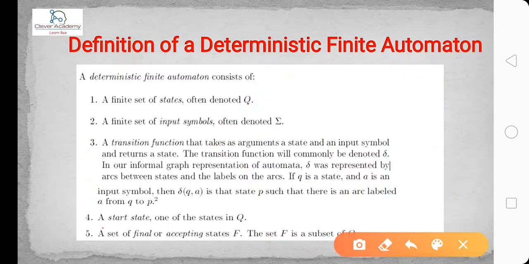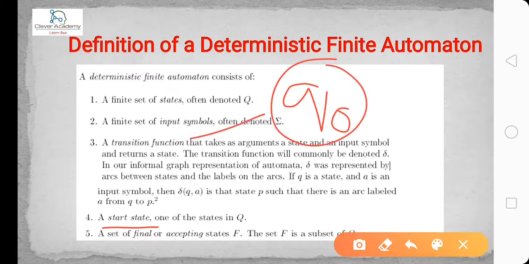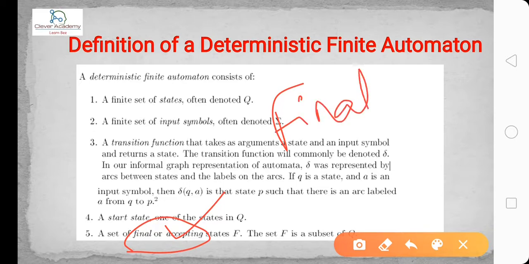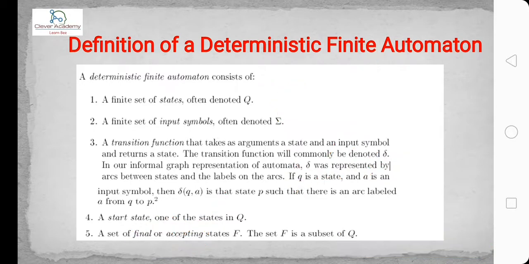The fourth one is the start state. You start at a particular point, which you usually denote as q0, with an arrow symbol pointing to it. The fifth is the final state, which you may also call the accepted state.